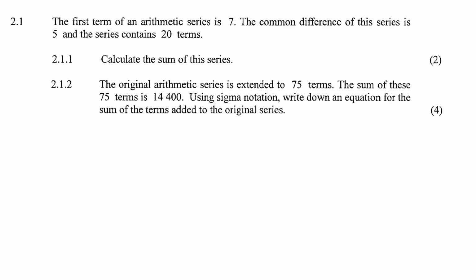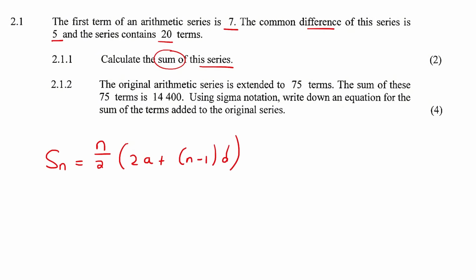The first term of an arithmetic series is 7. The difference is 5, and the series has 20 terms. Calculate the sum. So on our formula sheets, we've got formulas for series or for sum, and we know that for an arithmetic, it's this one over here. Okay, so they tell us that they want the sum of 20 terms. So we have 20 terms. A is your first term, which is 7, and then 20 terms, and then the common difference is 5.